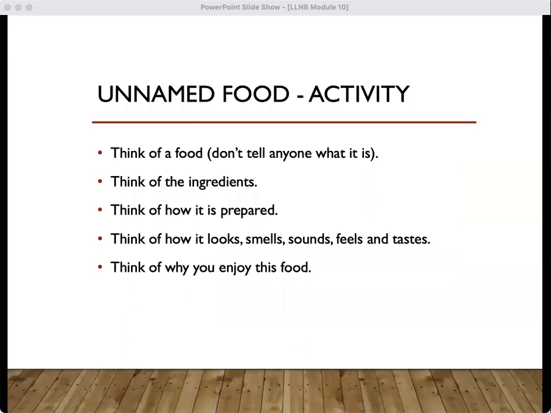So I'm going to review with you 2 writing activities, one for higher level learners and one for lower level learners, but both will use the writing process. The first activity is called Unnamed Food Activity.